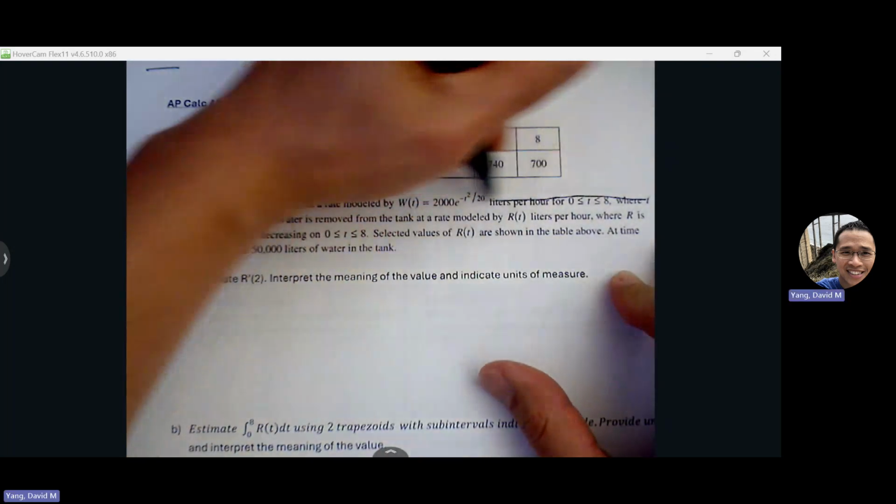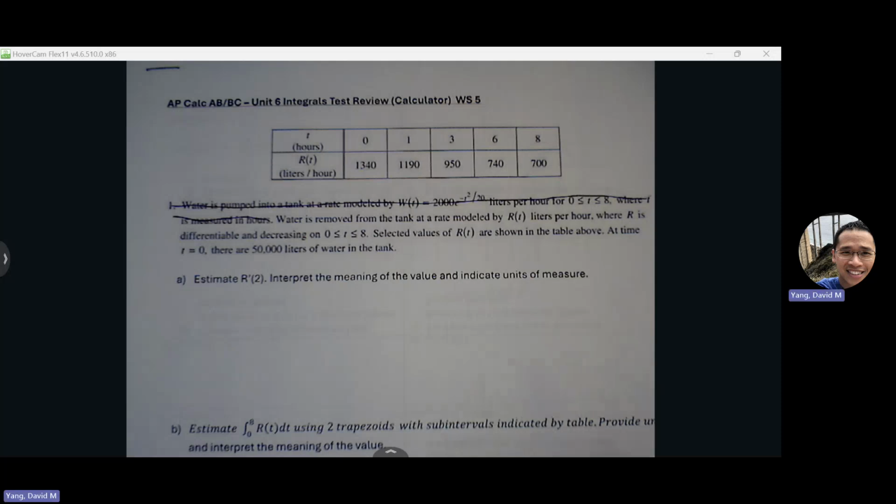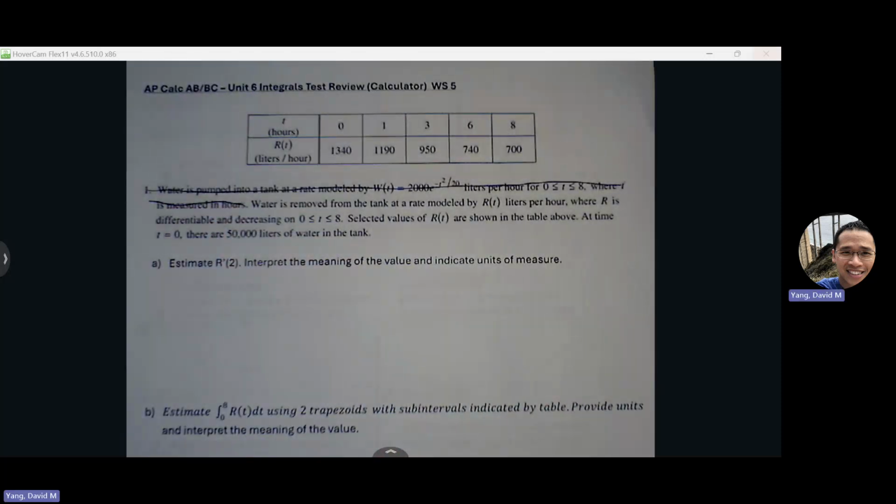All right, so number one, we're not going to need this first statement here. We're just going to concern ourselves with water being removed from the tank.